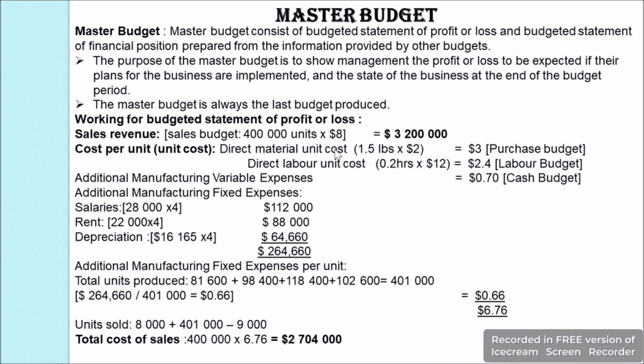We will start with the unit cost so that we can find the total cost. Direct material unit cost, which was calculated when we made the purchase budget, was $3. Direct labor unit cost, which was calculated during the labor budget, was $2.40.